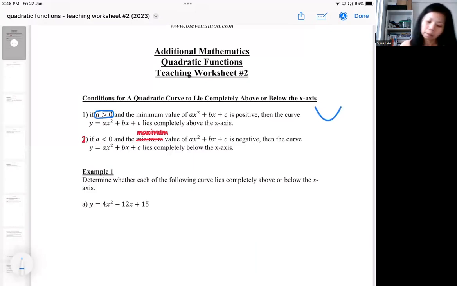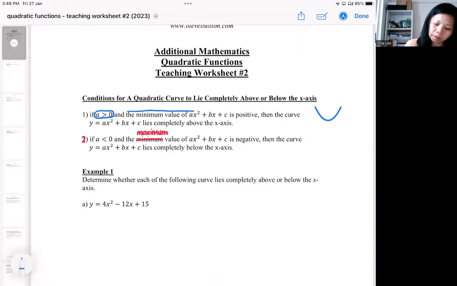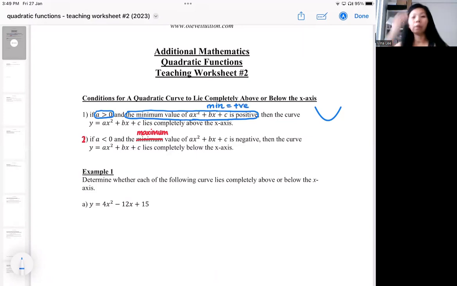Okay, and that's the first condition. Then the minimum value of the function is positive. And of course, how are you going to get the minimum value? You've got to do it with the complete square. So if the minimum value is positive, then the whole graph will be completely above the x-axis.